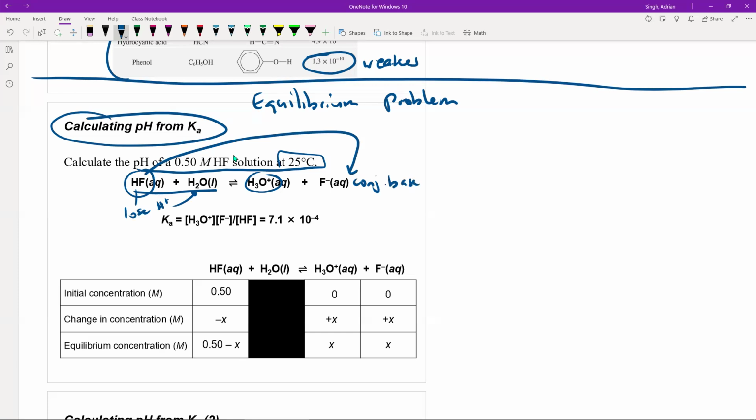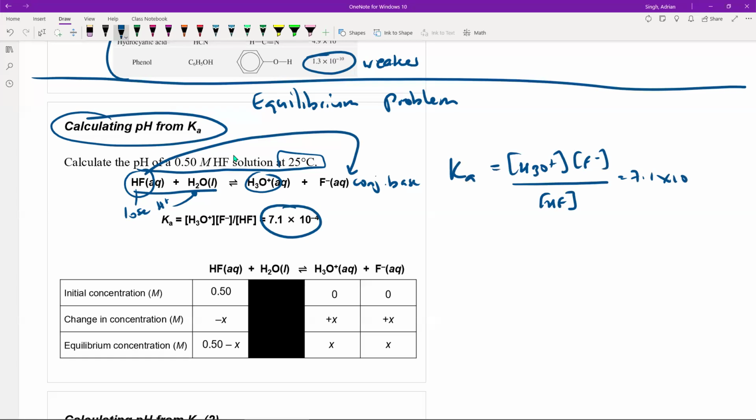And we can write the expression for the acid ionization constant as H3O plus times F minus divided by HF. And we know at 25 degrees that the Ka value is 7.1 times 10 to the minus 4. This is something that we can look up in a table. Okay, so we can write the Ka expression and make it equal to the Ka value.